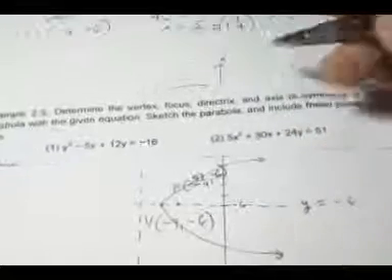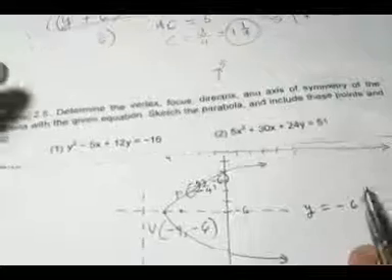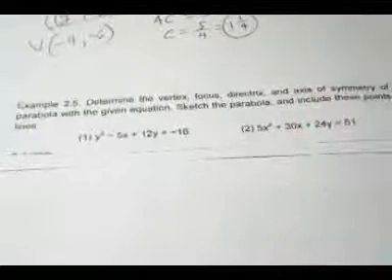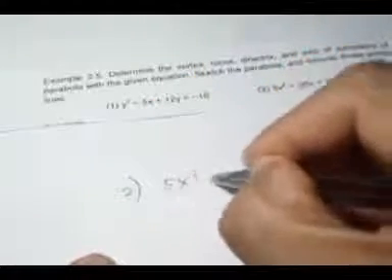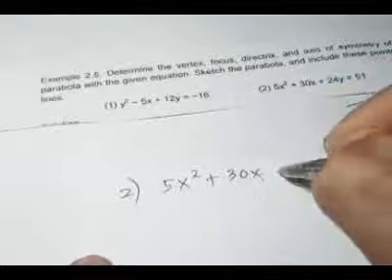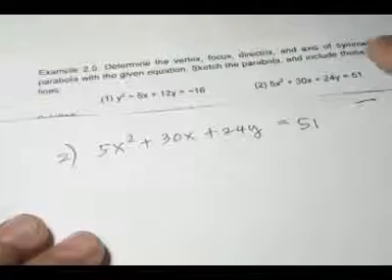Okay, vertex, focus, directrix, axis of symmetry, sketch the parabola. So we have answered already. Next, number 2. Question number 2. Okay, 5x squared plus 30x plus 24y equals 51.